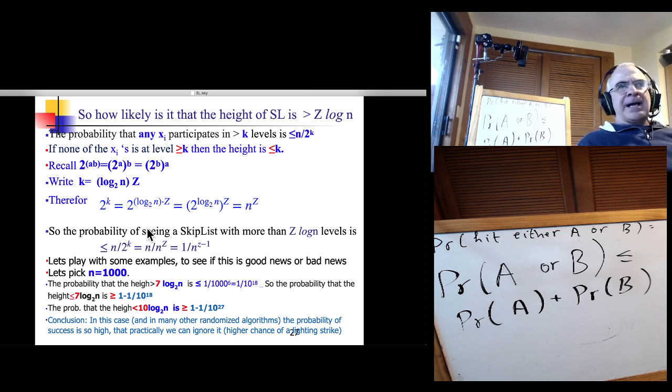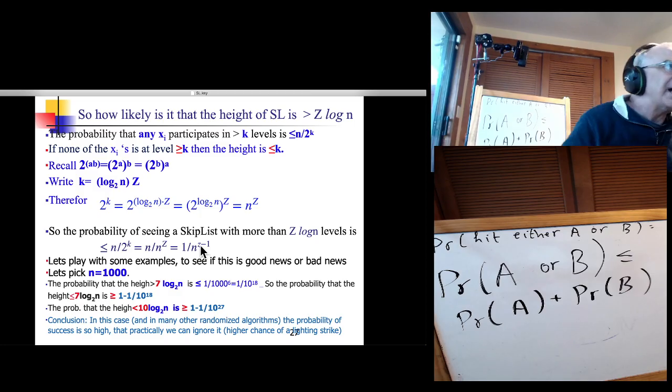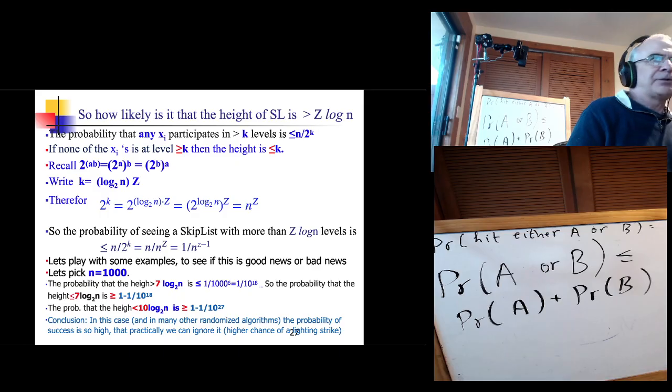And here you see the light. The probability of seeing a skip list with more than z times log n levels is smaller or equal to n divided by 2 to the k. What is k here? K is log n times z, so n divided by n to the log n to the z, which is just n to the z, giving you n divided by n to the z, which is just 1 over n to the z minus 1. And that was the aha moment that I dragged you all for.